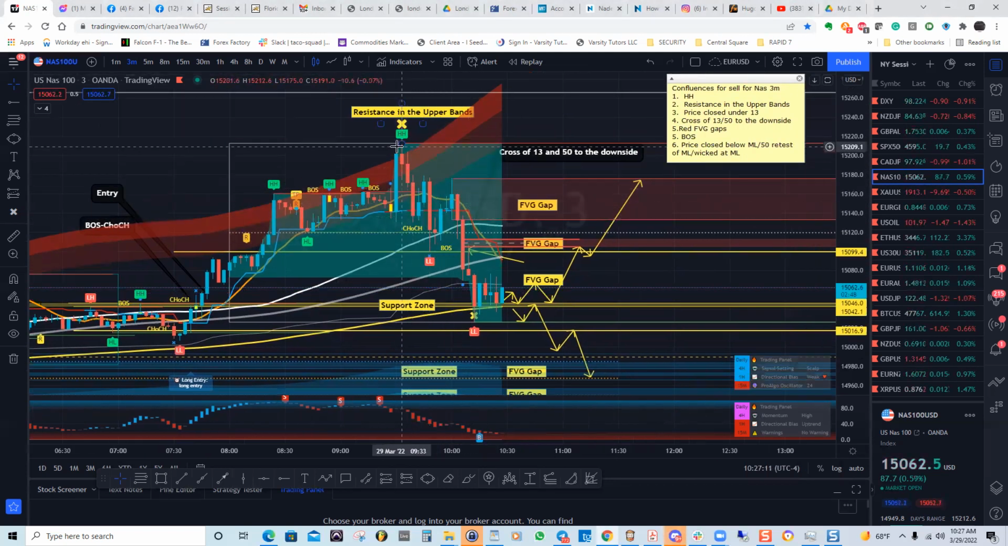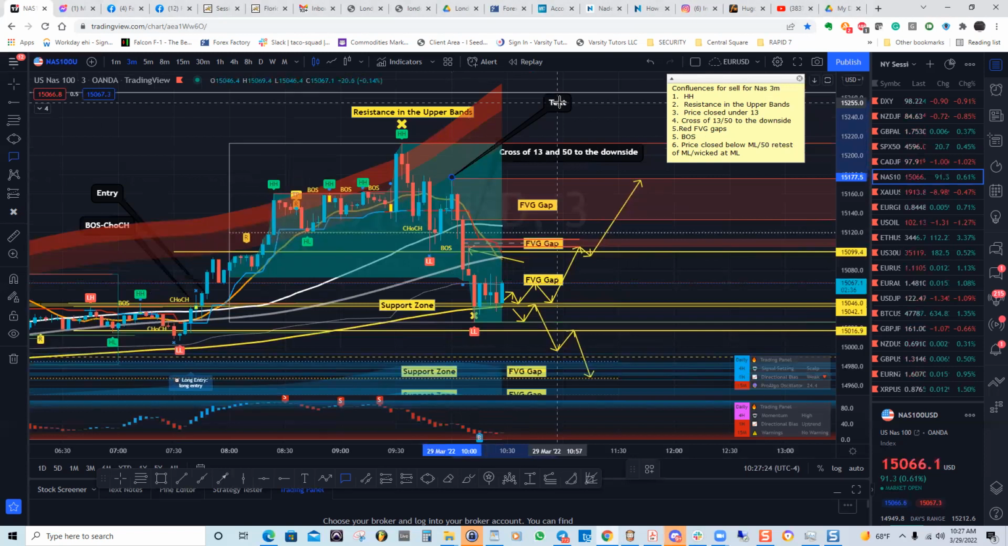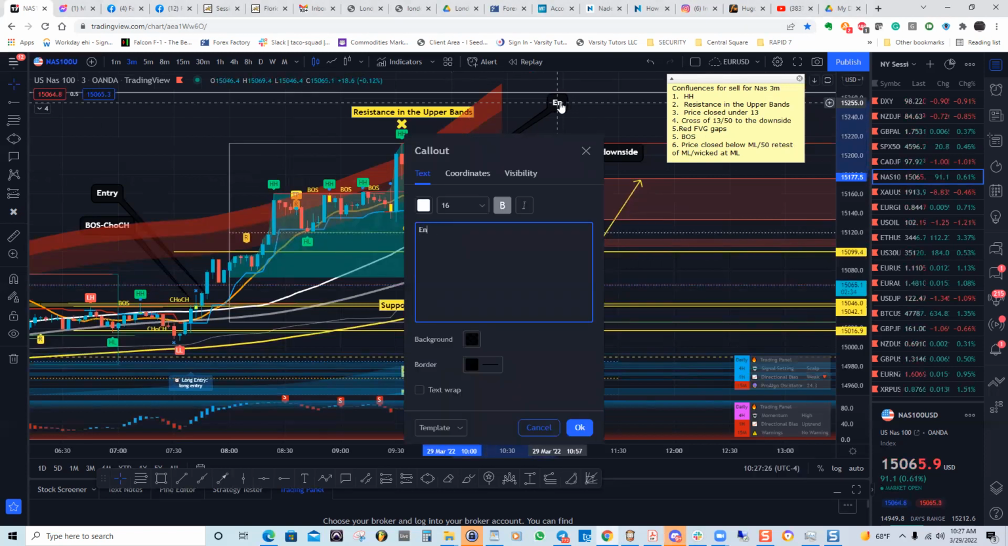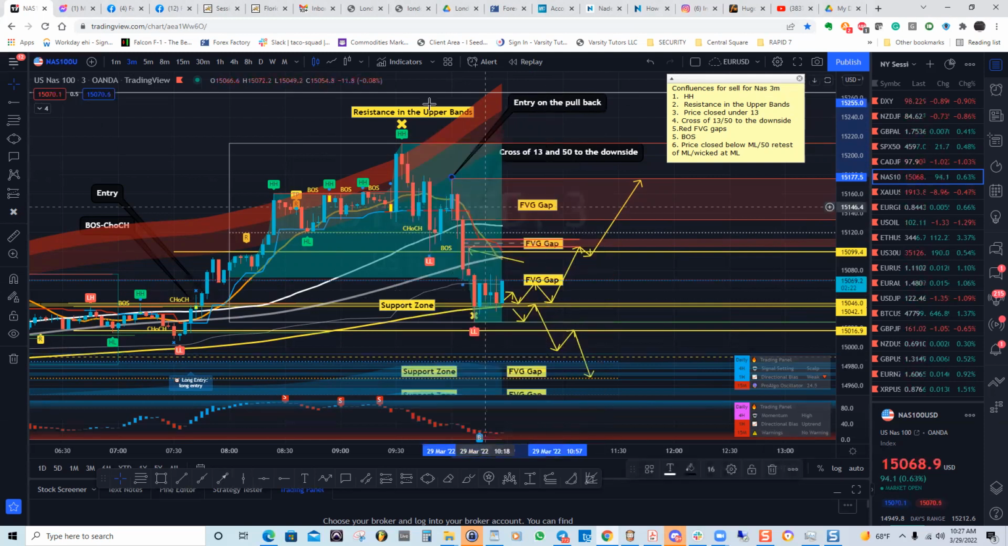So even if you didn't get in here, it bounced on the 50, right? The price came here, bounced on the 50, got a little pullback. So you could have got in on the pullback right here, entry on the pullback. So that could have been another entry for you right here. If you didn't get in here, these candles over here could have entered on the pullback.